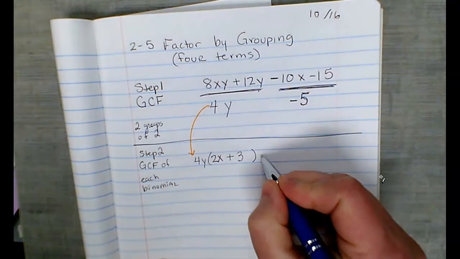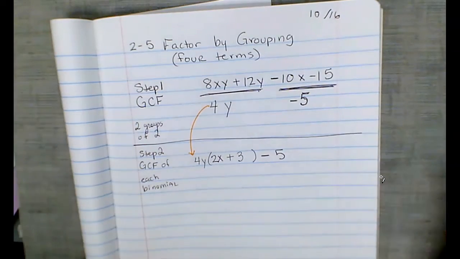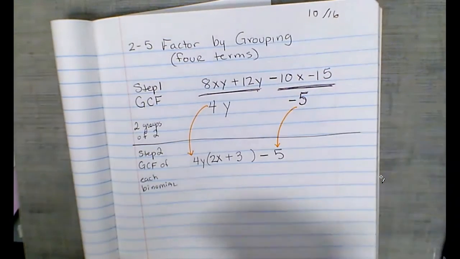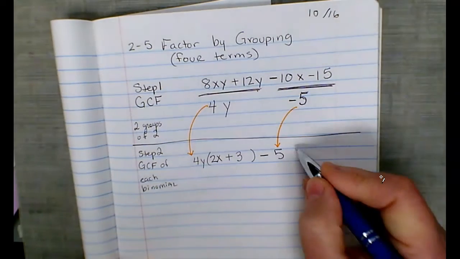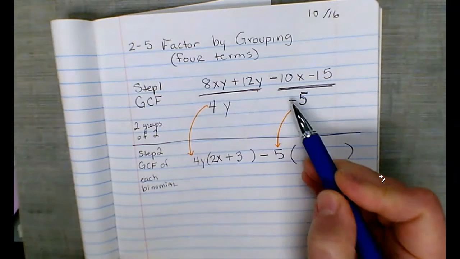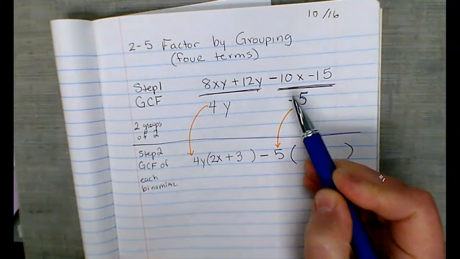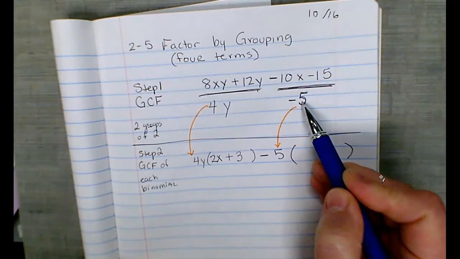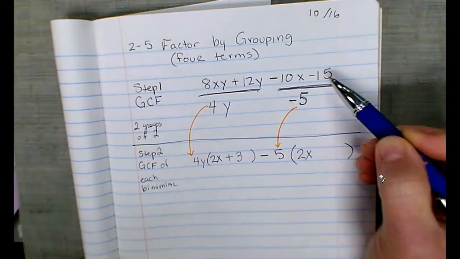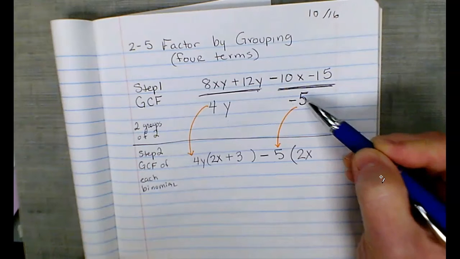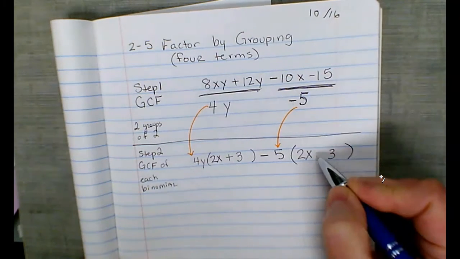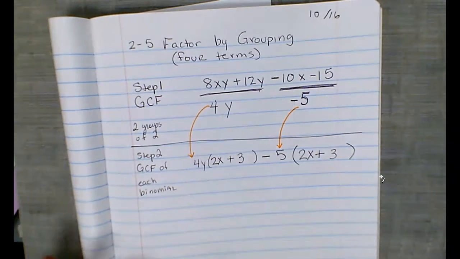What's the next GCF I'm going to factor out? This GCF that I factor out doesn't disappear. It comes out in front. Now, this is a negative, so a negative divided by a negative cancels out a negative. What's 10 divided by 5? And it has an X. 15 divided by 5 is 3. Negative divided by a negative is positive.